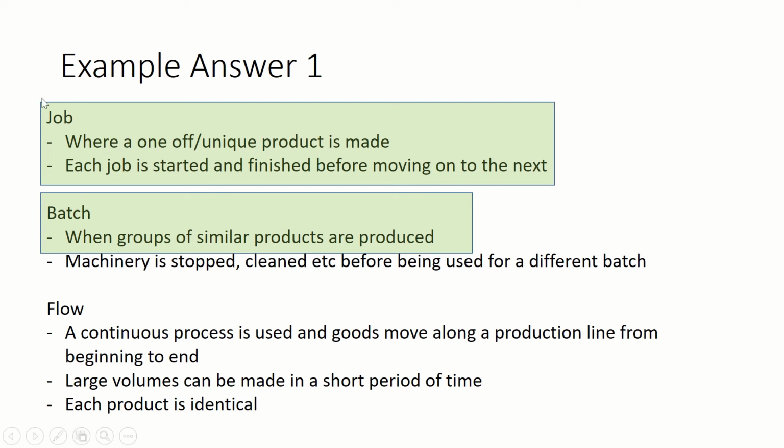So as you can see, we've got fact number 1 is the name, fact number 2, fact number 3, fact number 4, fact number 5. That would give you your 3 marks for that question.